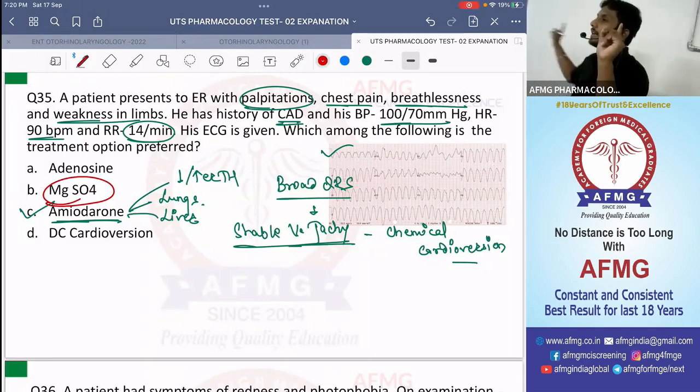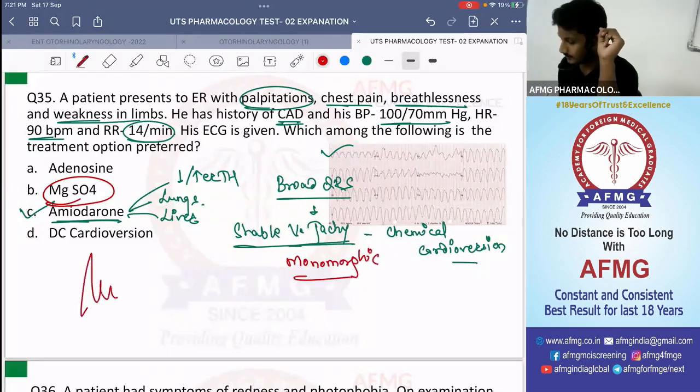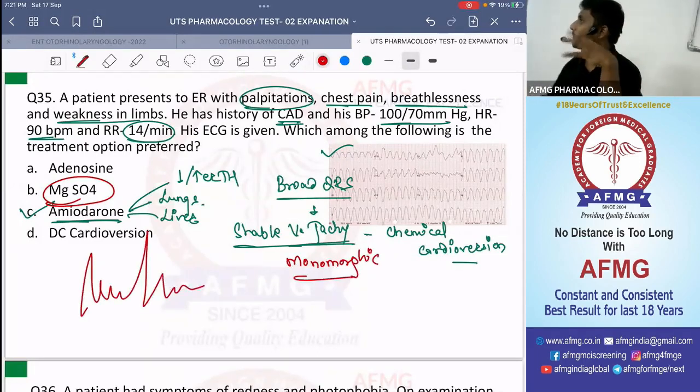But इसमें क्या दिख रहा है? Here all the broad QRS complexes are of one size and one shape. This is what is called a monomorphic VT. But if we can see something like this, okay, broad QRS complex, आप समझ लो, broad QRS complex with multiple sizes and shapes, that is what is a polymorphic VT.